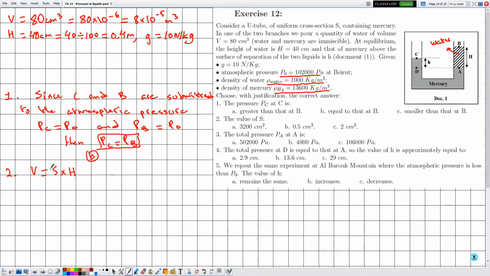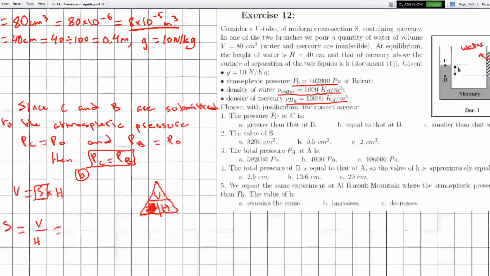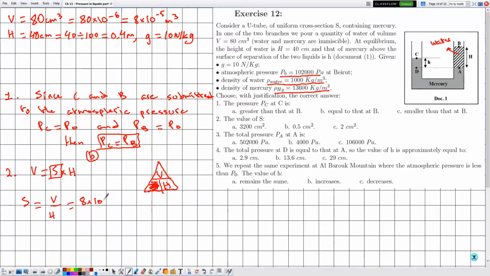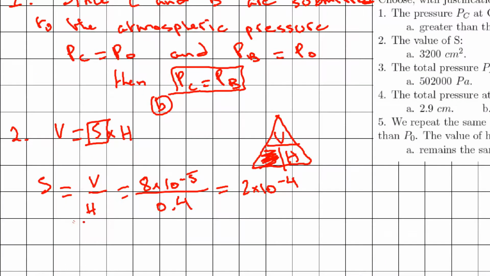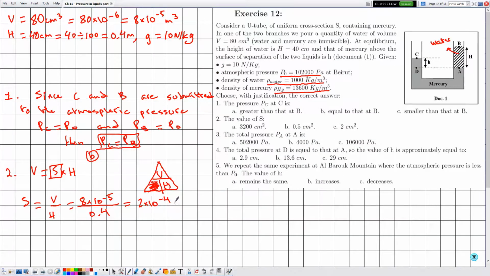Knowing that we are interested in determining S, constructing the triangle of this formula, V will be at the top, S and H are at the bottom. Putting our hand over S, then S is given by V divided by H. Now the value of V in the SI is 8 times 10 to the power minus 5 meter cube, and the value of H in the SI is 0.4 meters. Plugging this fraction on the calculator, the value of S is 2 times 10 to the power minus 4. Since both V and H are in the SI, the value of S will be in meter square.